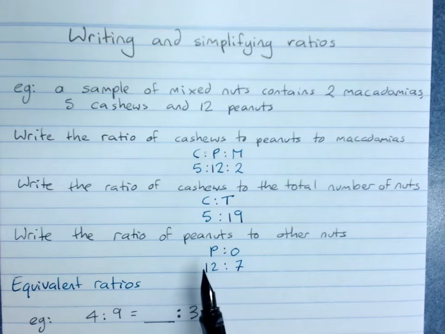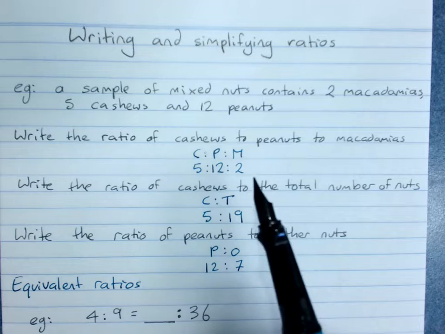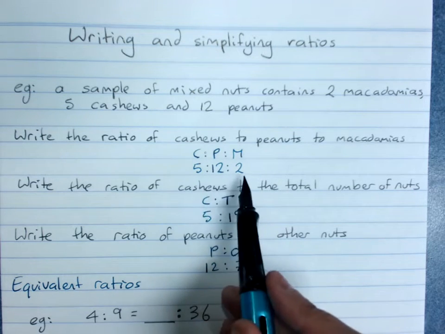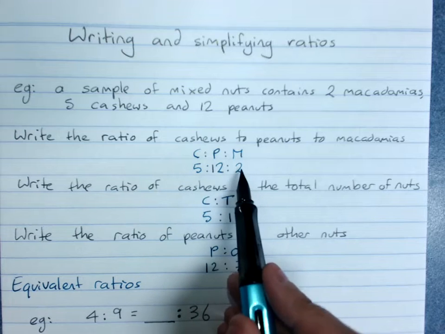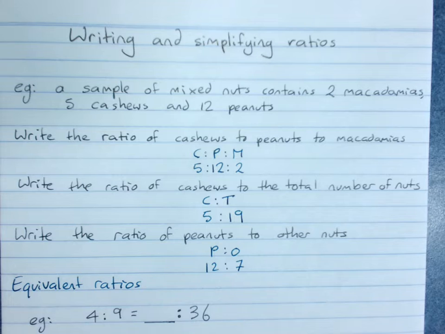Now, the idea with a ratio is that then we could assume that this might work for a larger sample, so that there would always be 6 times as many peanuts as macadamias, or that sort of relationship. Remember, when you're writing a ratio, if they've given you the ratio with units, you would have to make sure they were the same units. We might squeeze in one example about that.